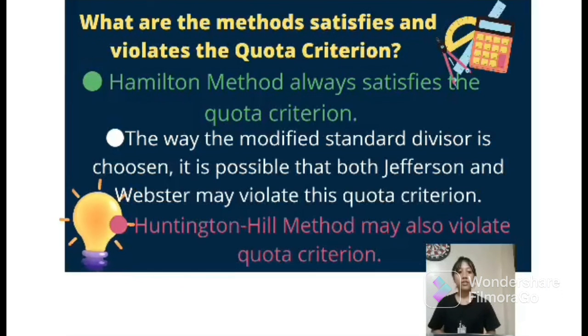What are the methods that satisfy and violate the quota criterion? The Hamilton method always satisfies the quota criterion. Because of the way the modified standard divisor is chosen, it is possible that both Jefferson and Webster may violate this quota criterion. The Huntington-Hill method may also violate the quota criterion.